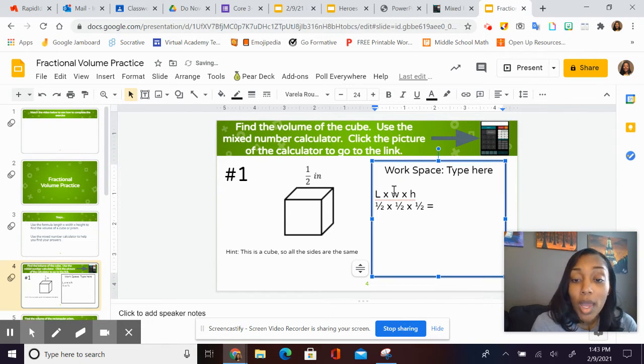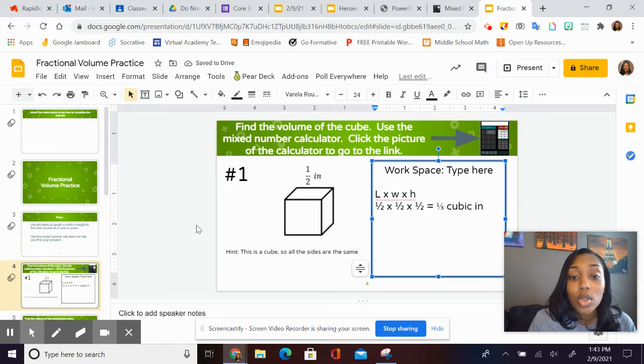Then if I multiply them, I can do the top times the top times the top, which gives me 1, and then the bottom times the bottom times the bottom, which gives me 8. So 1/2 times 1/2 times 1/2 will give me 1/8, and then these are inches cubed, and I don't really have a quick way of putting the little 3 in there, so I'll just write it as cubic inches.